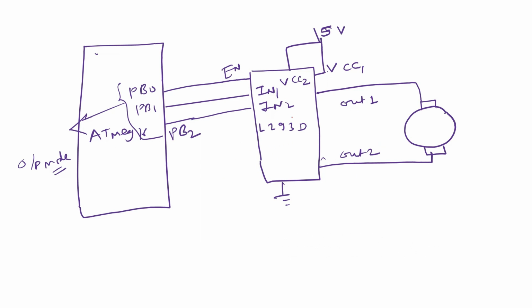This is the interfacing circuit diagram. The inputs IN1 and IN2, which are 1A and 2A, are connected to PB1 and PB2, and enable is connected to PB0. Then we have VCC1 and VCC2, both connected to the plus 5 volt supply. Then we have the outputs corresponding to 1Y and 2Y, which are connected to the DC motor.